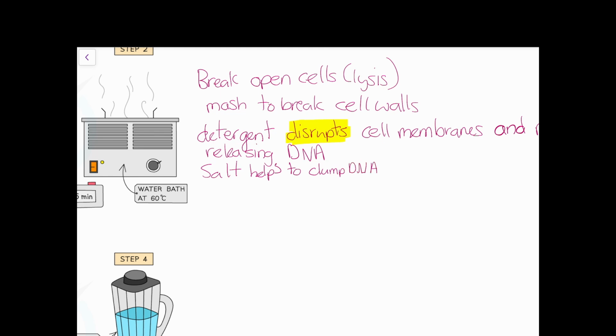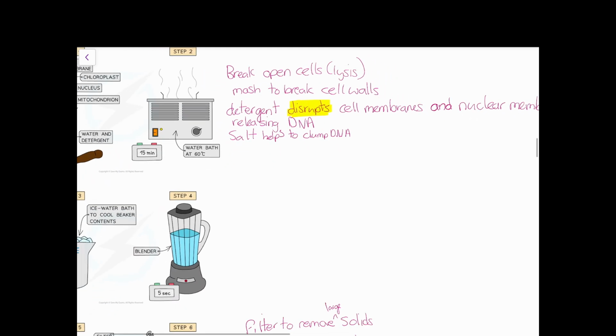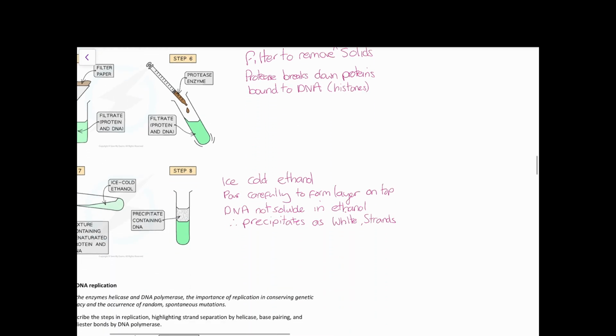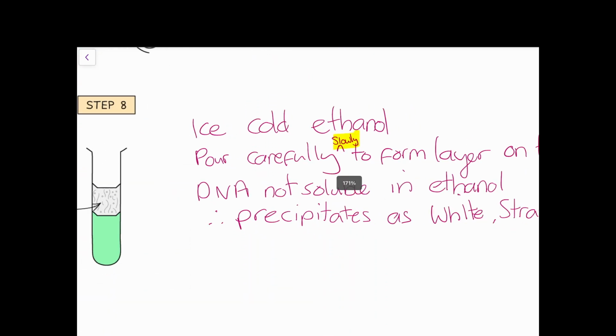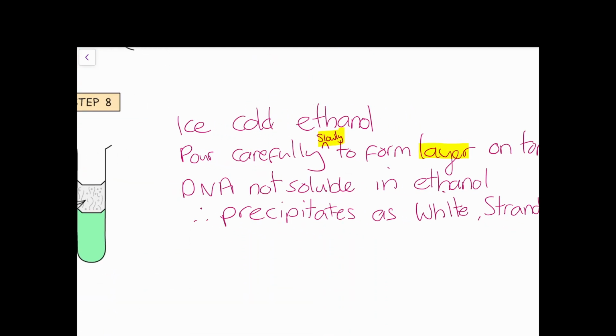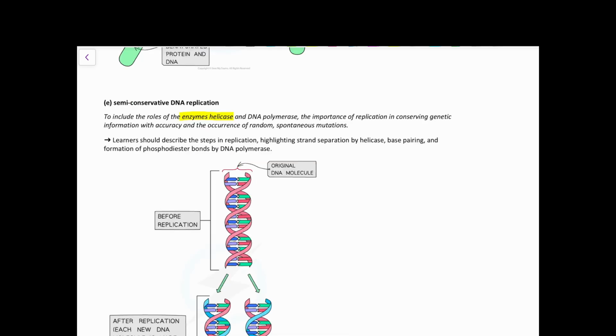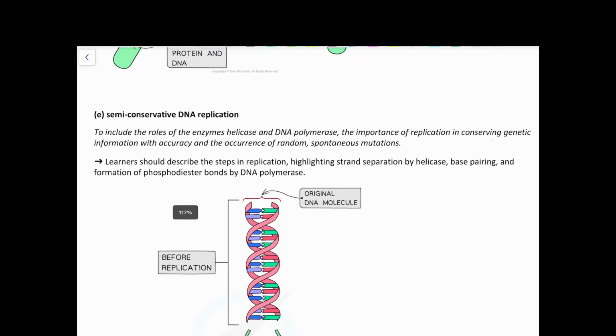But what it actually does is it is helping to clump the DNA together. It's disrupting some of the charges that are present within the DNA, which causes it to clump together differently. And just to emphasize how important it is that it is slow so that you do get that layer on top. Otherwise, you can be waiting ages for it to settle.